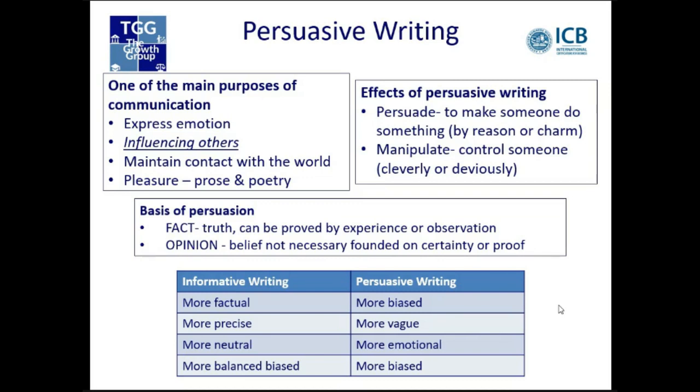And then at the end there, I've given you a little table, the difference between informative writing and persuasive writing. Informative writing is more factual, while persuasive writing will often be more biased. Informative writing is more precise. Persuasive writing is a little more vague. Informative writing is more neutral, and persuasive writing is more emotional. And then lastly, informative writing is more balanced than biased, while persuasive writing can often be more biased.